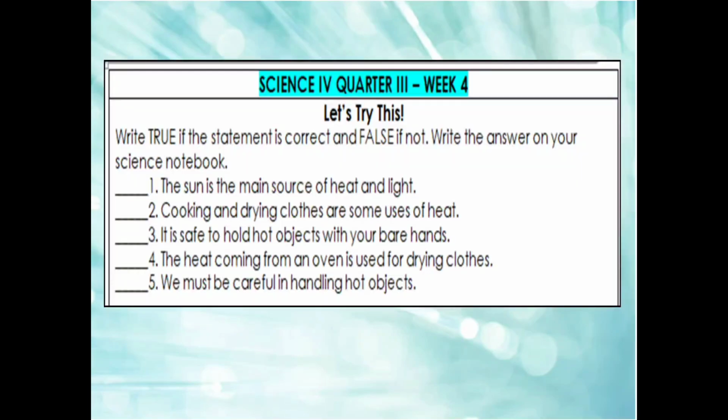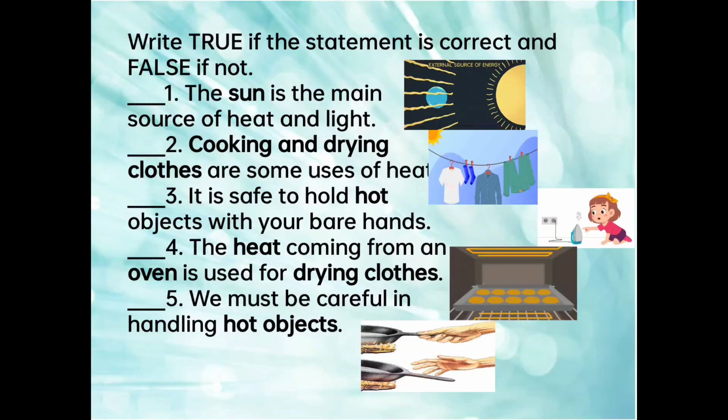As part of our review, answer the "Let's Try This." Write true if the statement is correct and false if not. Number 1. The sun is the main source of heat and light. If your answer is true, you're amazing. Number 2. Cooking and drying clothes are some uses of heat. If your answer is true, you're terrific. Number 3. It is safe to hold hot objects with your bare hands. If your answer is false, very good.